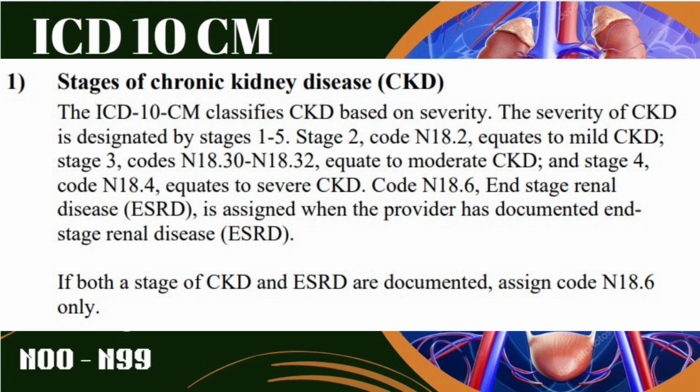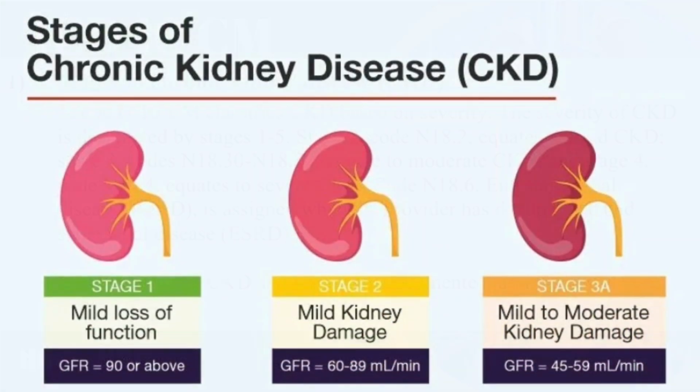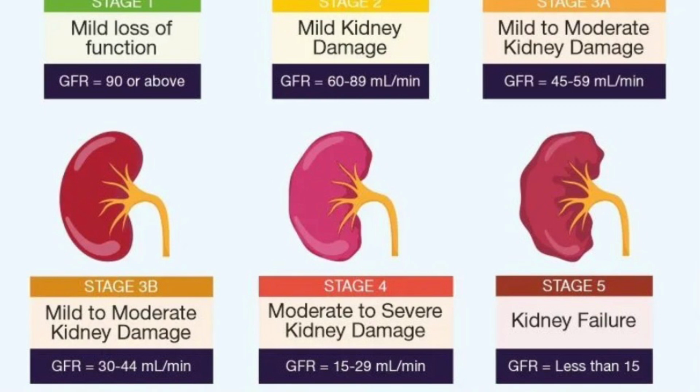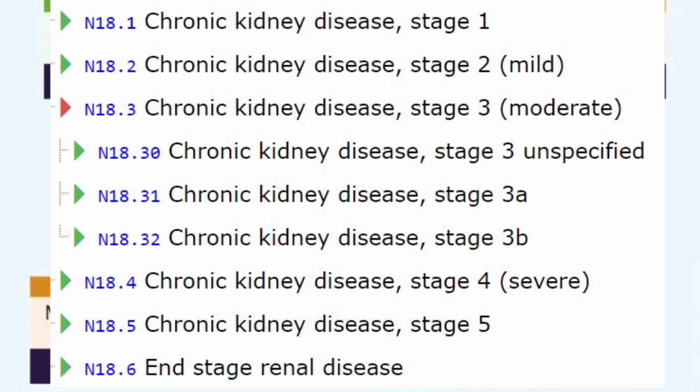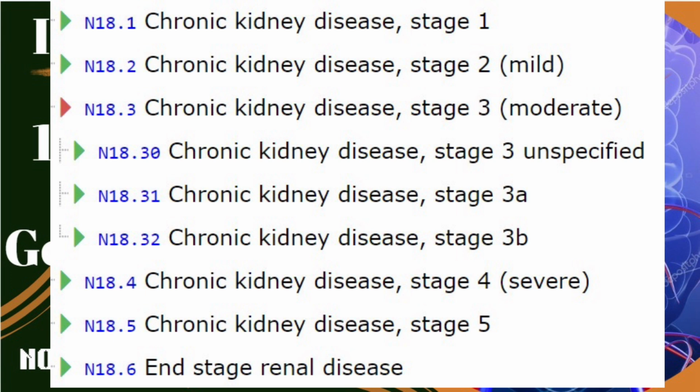ICD-10-CM classifies CKD based on severity. So based on the severity, ICD-10-CM has codes for stage 1 to stage 5 and end-stage renal disease, ESRD. Stage 1 is N18.1, chronic kidney disease stage 1, and then we have the mild stage, stage 2. The moderate stage, stage 3, is N18.3. Then the severe stage, which is N18.4, and then chronic kidney disease stage 5, N18.5. Then there is N18.6, which is end-stage renal disease.